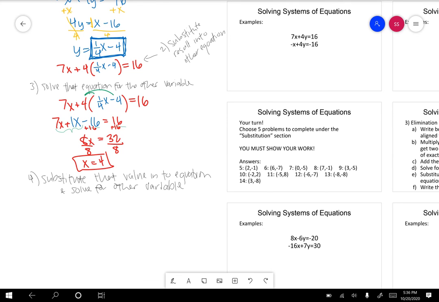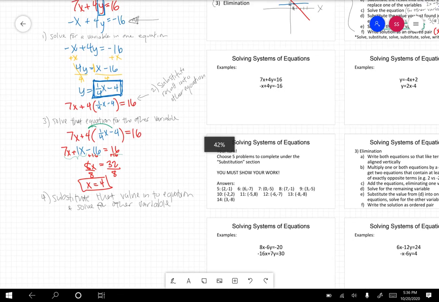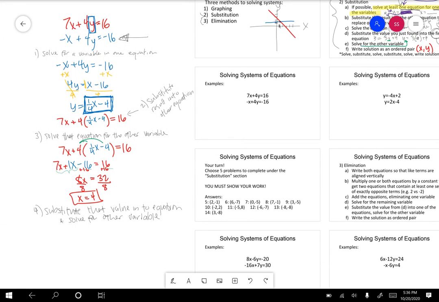Now you could do it to either equation. You could substitute that 4 in for x in either equation. In fact, why don't we just do it to both, just so you guys can see.